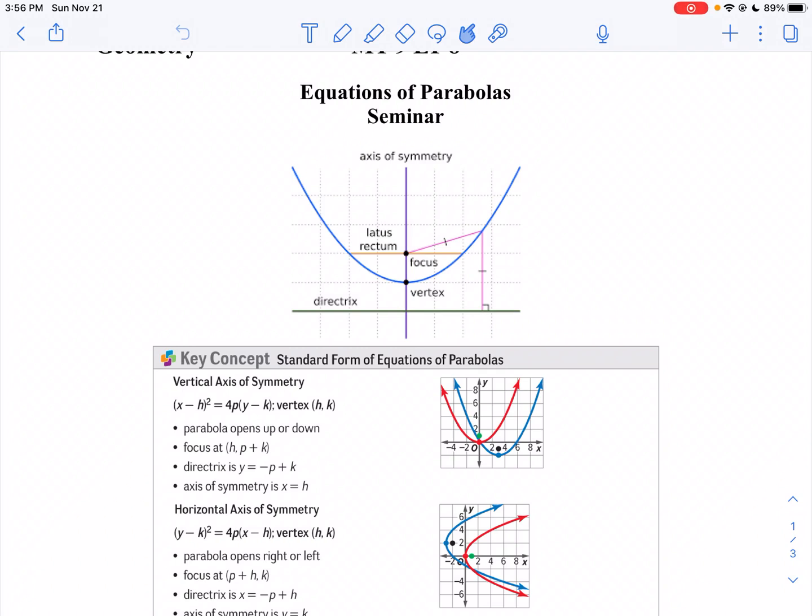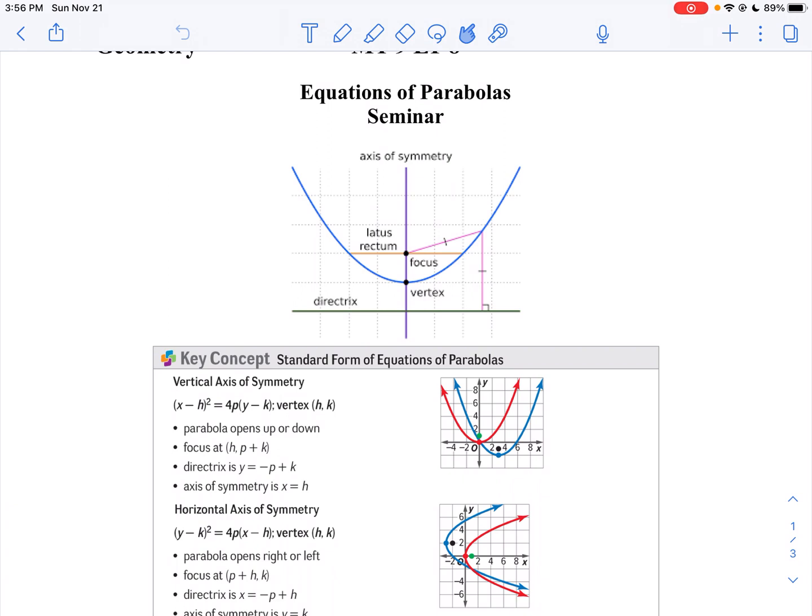Hello. In this lesson, I want you to graph parabolas. And really, when we're talking about graphing parabolas, we're looking at deriving the equation of a parabola given its focus and directrix. The vocabulary coming across is parabola, focus, directrix, axis of symmetry, and vertex.